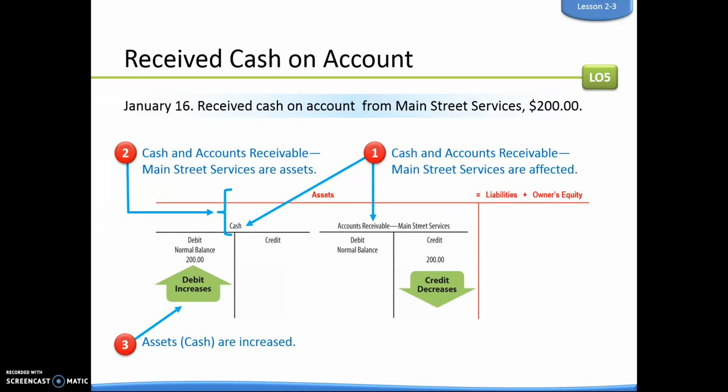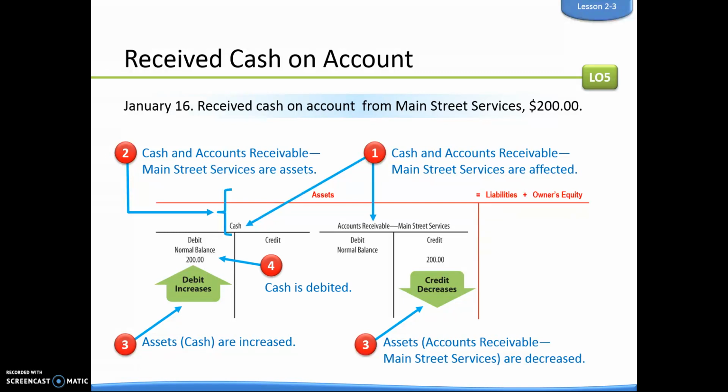We ask ourselves, how is each account changed? It says we received cash, so cash is going up. And then let's look at accounts receivable. What this means is that those people have paid us now, so they no longer owe us money. So that means that their accounts receivable is going down or being decreased, which then means, are they going to be debits or credits? Well, if our cash is going up or being increased, that means that cash is debited for $200, and accounts receivable is going down, which means it's being credited for our $200. And since both of those debits and credits equal each other at $200, we have a good transaction.